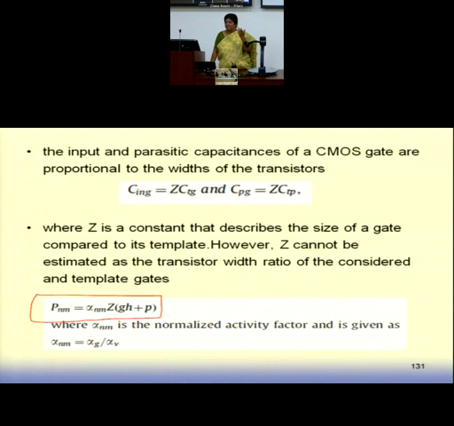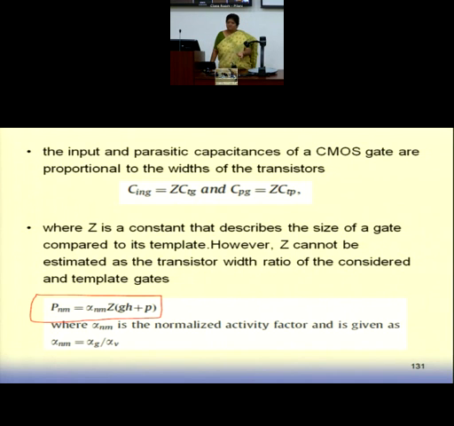Otherwise, you cannot find out. Everything will come in terms of variables. But I want values ultimately. So Z, as I said, is a kind of variable. It is a ratio with respect to a gate or template gate whose width is known to you.